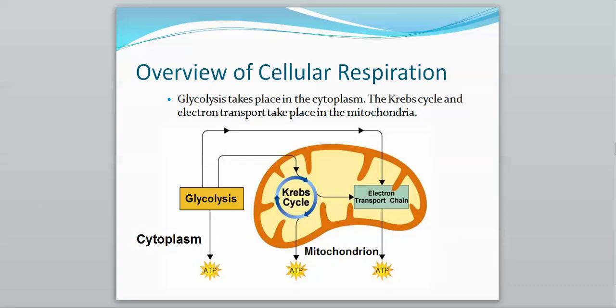Here is a quick overview of cellular respiration to wrap this video up. Glycolysis takes place in the cytoplasm, so you can see in this picture that glycolysis is taking place outside, whereas the Krebs cycle and electron transport chain take place in the mitochondria. Remember, we said the mitochondria was the powerhouse of the cell, and we're going to get into exactly why we call it that. So that is it for the first video.